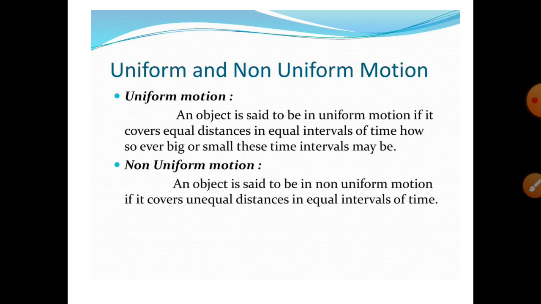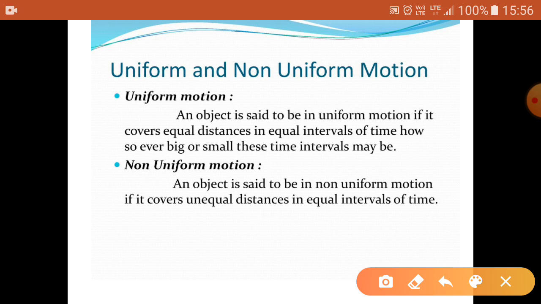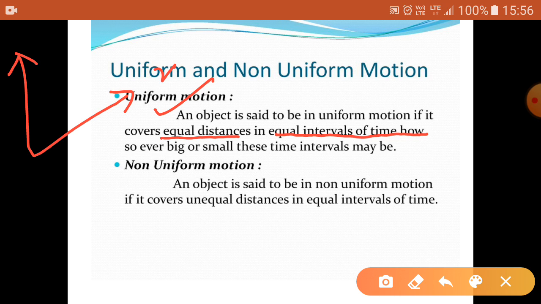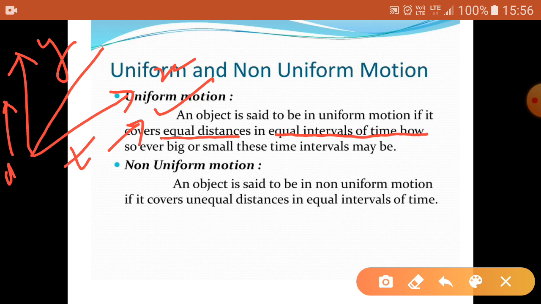Now further we have got uniform and non-uniform motion. Uniform motion means an object is said to be in uniform motion if it covers equal distance in equal interval of time. For example, this is your graph. Generally or usually on x-axis we keep the time and on y-axis we keep the distance. So an object is said to be in uniform motion if it covers equal distance at equal interval of time.